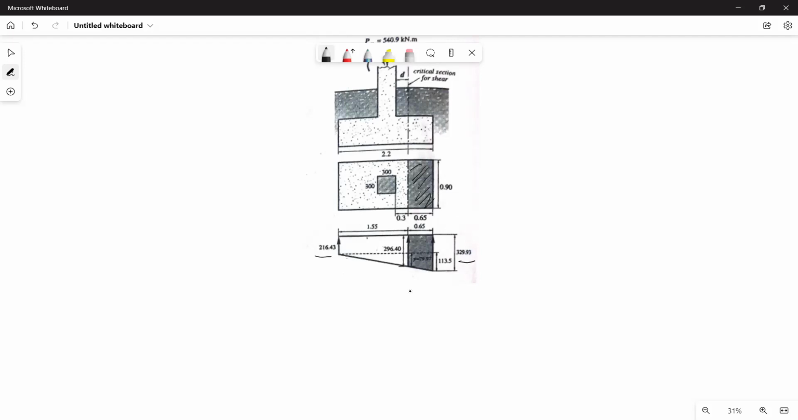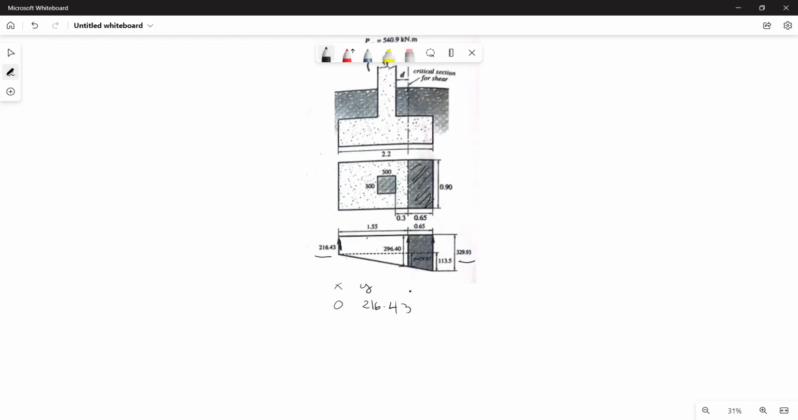Okay, kasi kailangan natin makuha yung 1.55. So pwede mong gawin at x equals to 0. Okay, dito yung x, ito yung y. Okay, x equals to 0, your value is 216.43. So ito yung x, ito yung 0 natin, di ba?